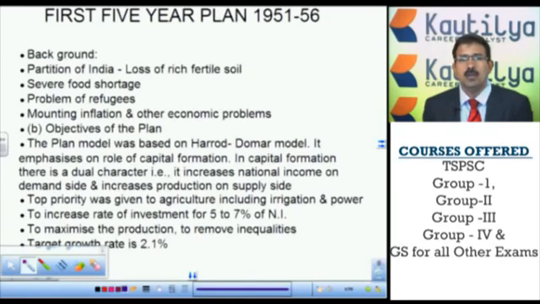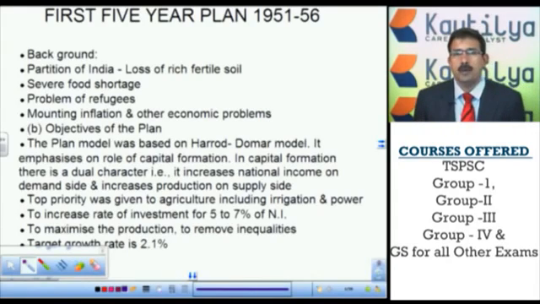For example, in the first plan, the target was a 2.1% growth rate, whereas the achieved rate was more than 3%. But the same is not true with respect to the 9th plan, where the achievement is less than the target. Likewise, the growth rates are to be remembered.